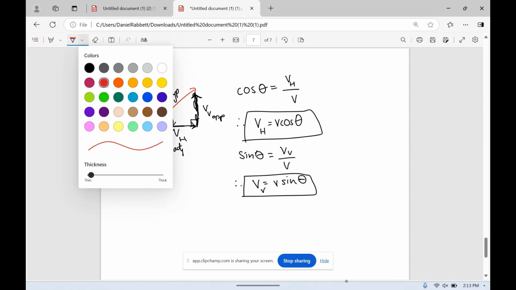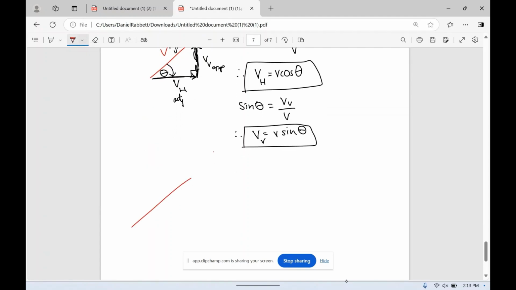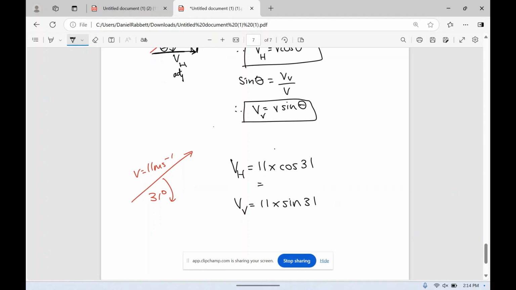What that means is that if you're given a question and we're dealing with a pretty basic scenario to start us off, let's say I've got this velocity which is going up at an angle of 31 degrees, and the velocity itself is 11 meters per second, and I was asked to find the two components of this particular velocity. If I was finding VH, I'd be using V cos theta. So the V is 11 times cos 31, and I would get an answer. Same with the vertical component of velocity, I'd just be replicating what we've got there, which is 11 times sine 31. If I put those two calculations into my calculator, I'll get 9.43 meters per second and 5.67 meters per second.